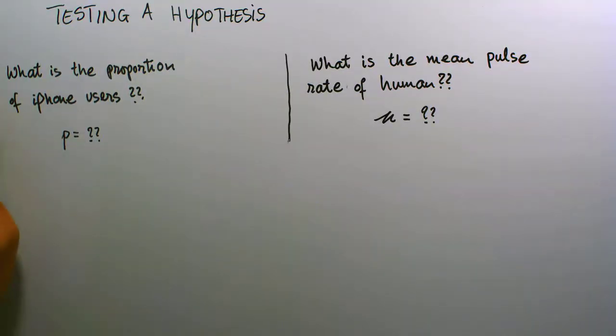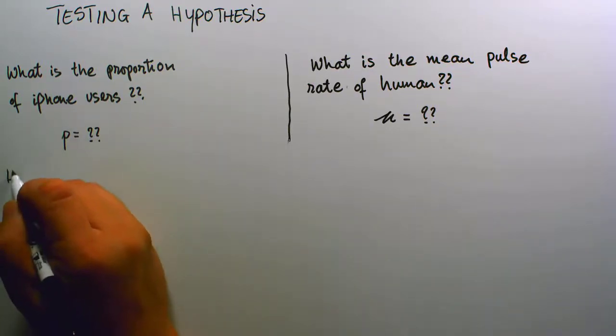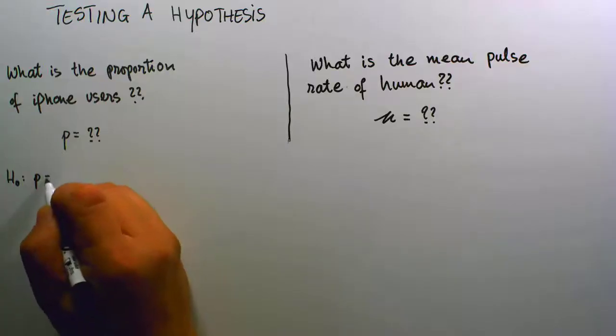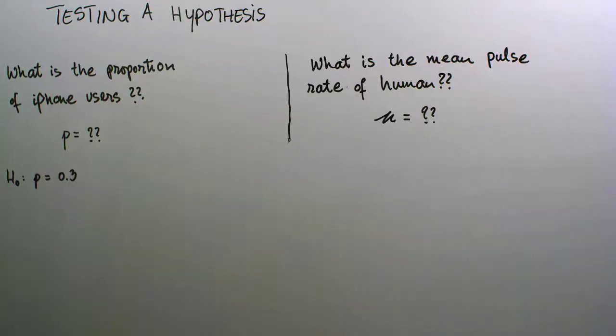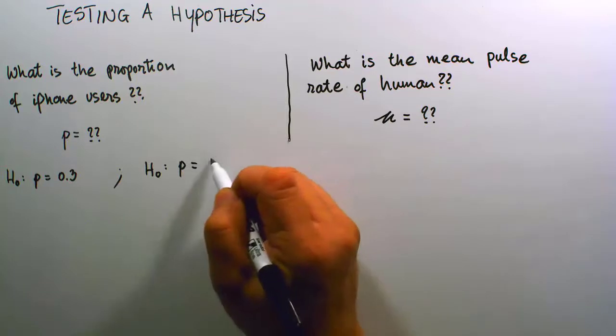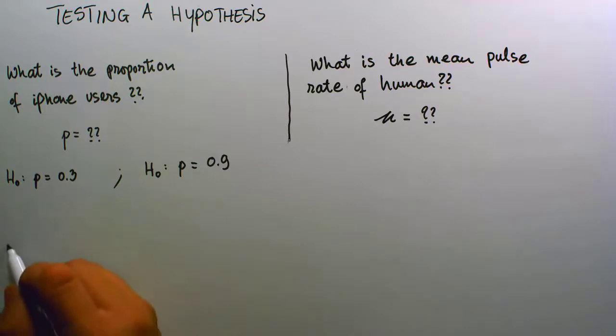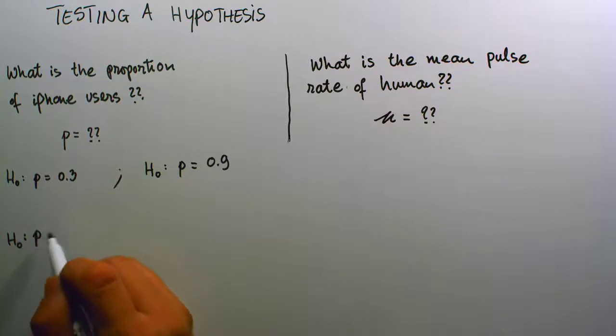And so now for this problem about the proportion of iPhone users, we have so many different null hypotheses. One null hypothesis is p equals 0.3. As for the proportion of iPhone users, we also had a different null hypothesis. H sub 0 can also say p equals 0.9 as a different null hypothesis. Or somebody else can also say H sub 0 is saying that p equals 0.7.